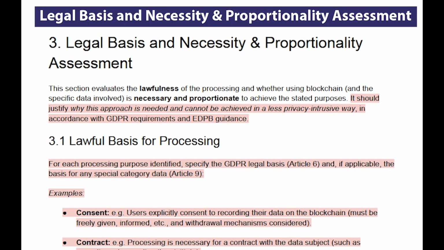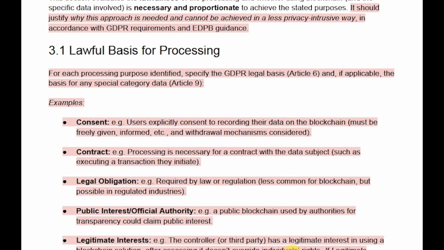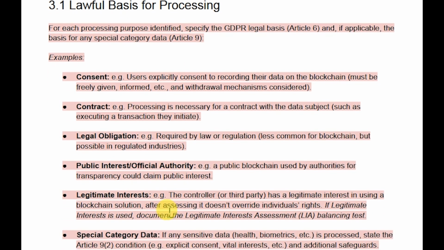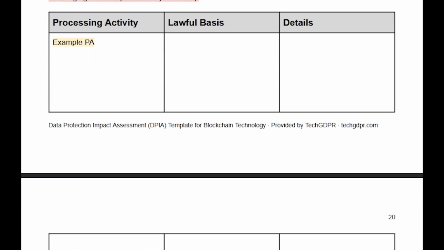Section 3 is for legal basis and necessity and proportionality assessment. Here, organizations assess whether their processing activities have a valid legal basis under the GDPR, whether the data collected is necessary for the stated purpose, and whether the scope of the processing is proportionate. The subsections considered in this section are as follows. Lawful basis for processing, in which we give you the examples of what it could be, and then you have to go through and identify for processing activities.